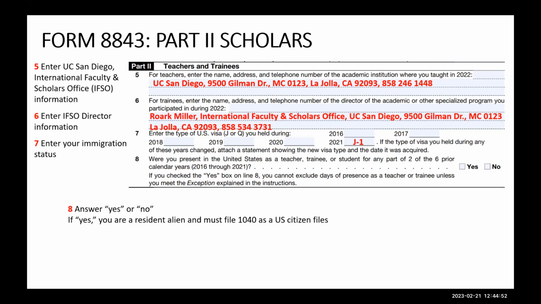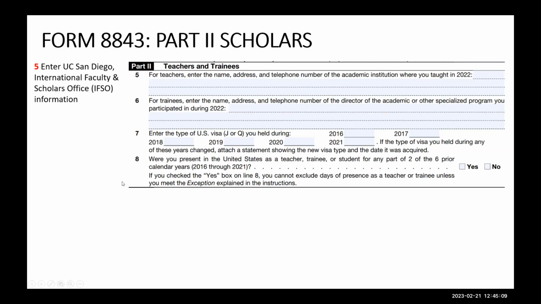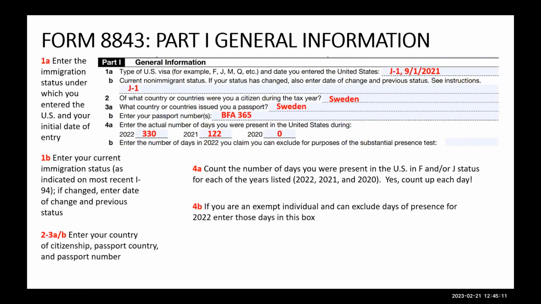Okay, next question. I'm a student on an F1 visa. Should I put 0 under this question? Enter the number of days in 2022 you claim you can exclude for purposes of the substantial presence test. Okay, so let me go back to this form. They're talking about question 4A here. Enter the actual number of days you were present in the United States during these years. And then 4B, enter the number of days you claim you can exclude.